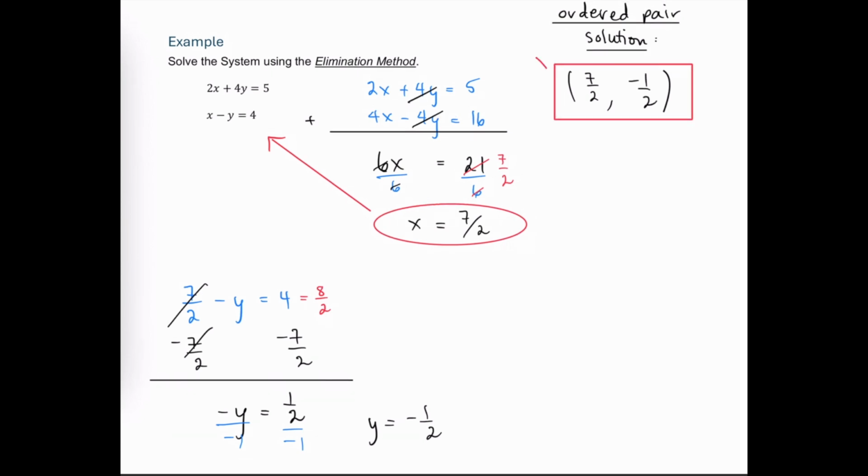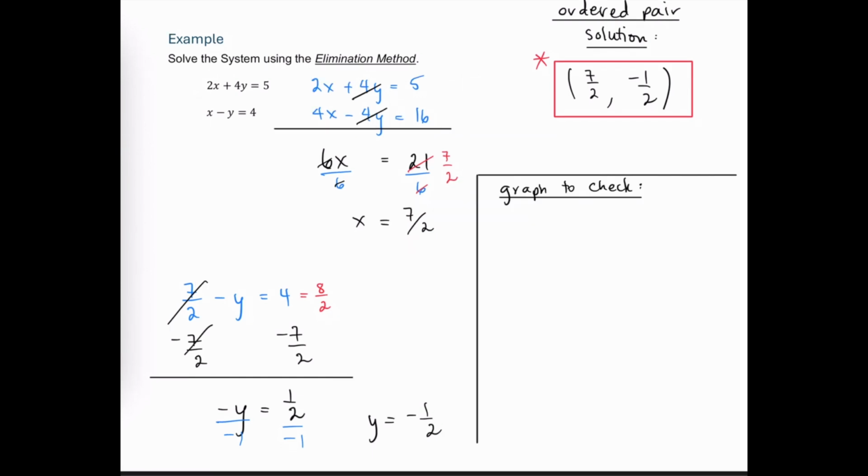So this ordered pair solution should be the intersection point between these two linear equations on their graphs. And let's use the graphs to check our answer. This time we'll use a graphing calculator to graph and check, which means that we'll have to solve each of these equations for y. So we'll start off with 2x plus 4y is equal to 5. We want to solve this for y. So we'll have 4y is equal to negative 2x plus 5. And when we divide both sides by 4, we'll get y is equal to negative 1/2 x plus 5/4.